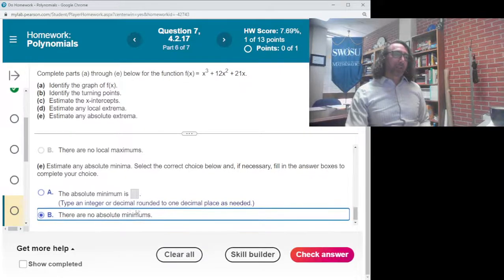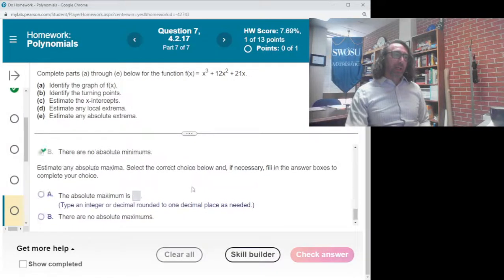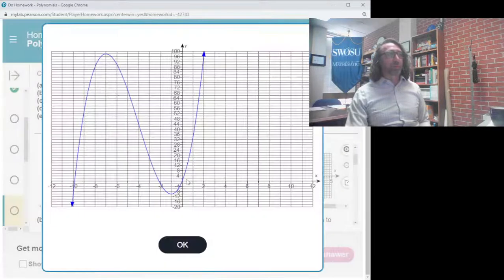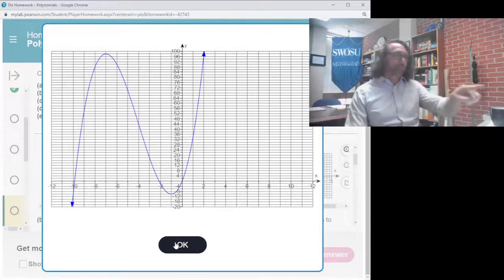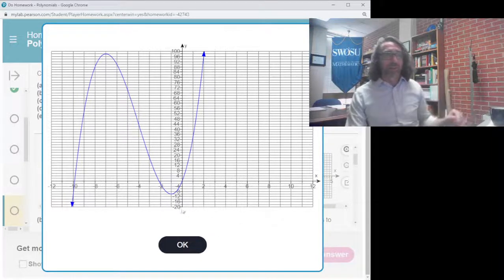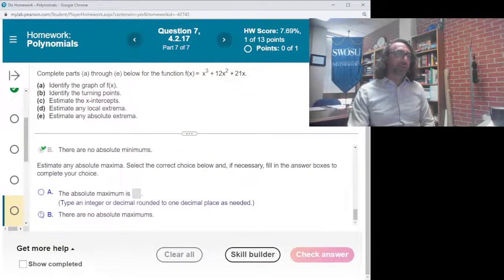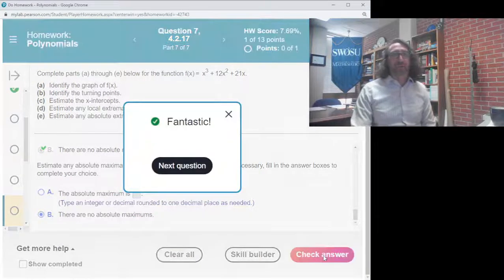No absolute min and no absolute max. Let me tell you why I'm saying no absolute min, no absolute max. This right here, negative 10, is a local min, but we can see down here the graph actually gets lower than negative 10. So it is not an absolute min. Remember, an absolute min would be the lowest value on the graph anywhere. That is a local min, not an absolute min. Same thing with the max. This graph has a local max, but no absolute max.